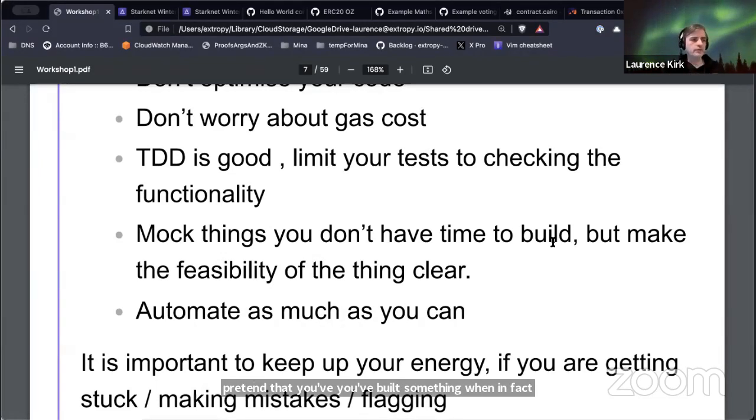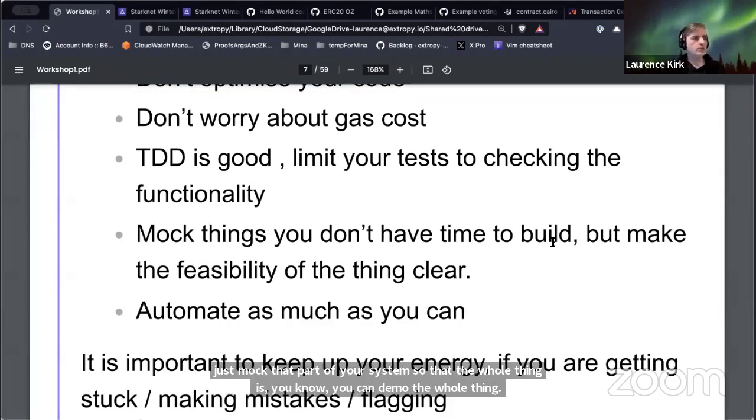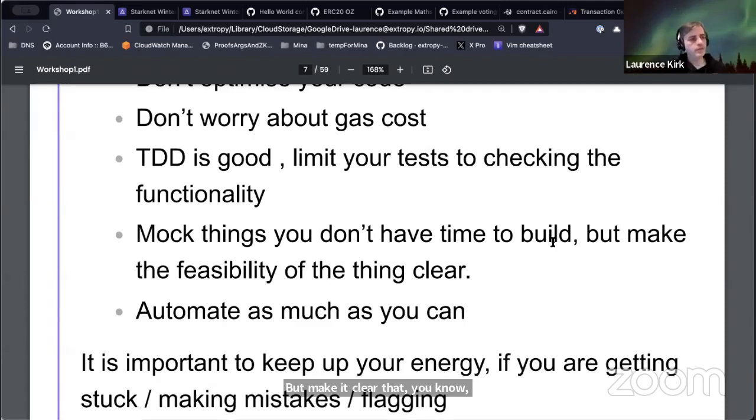So if you don't have time to build something and it's going to create a problem, then just mock that part of your system so that you can demo the whole thing, but make it clear that you've mocked it, and also show that the thing that you've mocked is feasible. Don't say, well, we've mocked, I don't know, a DEX or something that actually would be completely infeasible to build. So whatever you've mocked out, make sure you've thought through what it is actually achieving, or the functionality it provides, and make sure that is actually feasible.